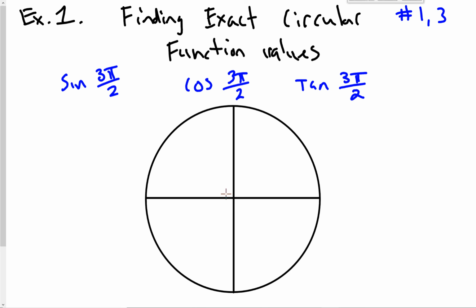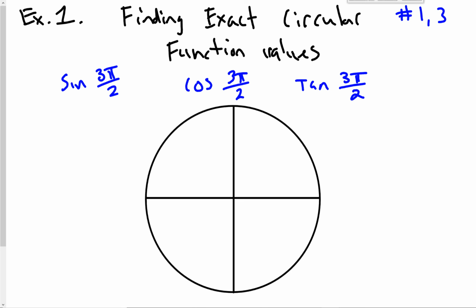Section 2 of chapter 6 is about finding the exact circular function values. If it says exact value, that means you're not using a calculator. If it says to use a calculator, then you can use a calculator, but you have to make sure your calculator is in radians.